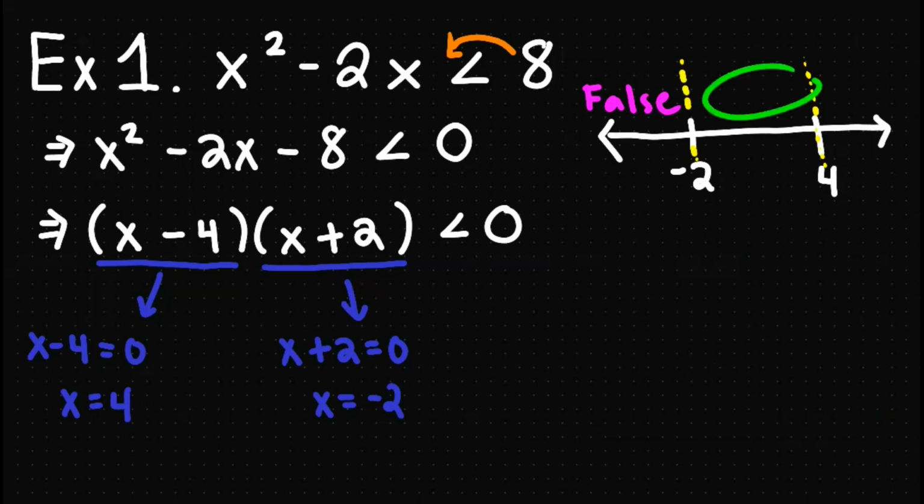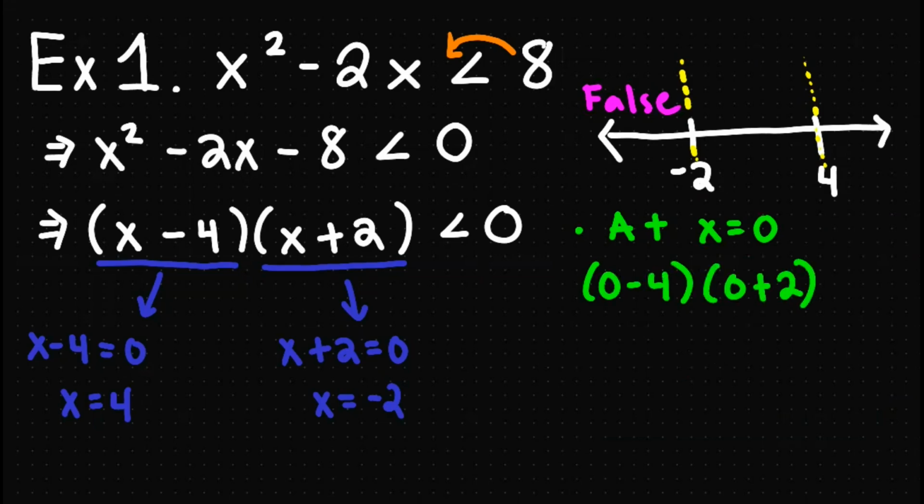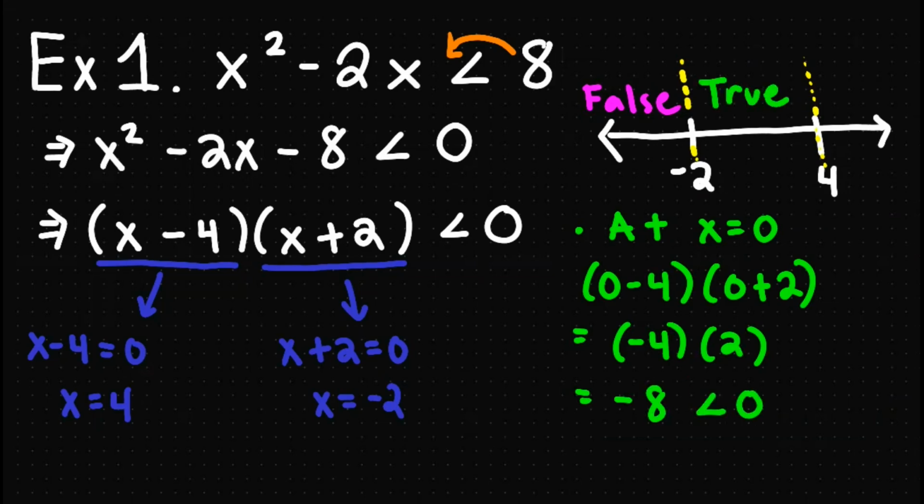Let's now go on to this next region out here. So what is a number that is between negative 2 and 4? Well, we can take 0, since this one is negative, this one is positive. So indeed, 0 is in between these two numbers. So at x equals 0, we'll have 0 minus 4 times 0 plus 2. This will give us negative 4 times 2. Negative 4 times 2 is negative 8, which is less than 0. So the region out here is true, since we got a value that is less than 0.